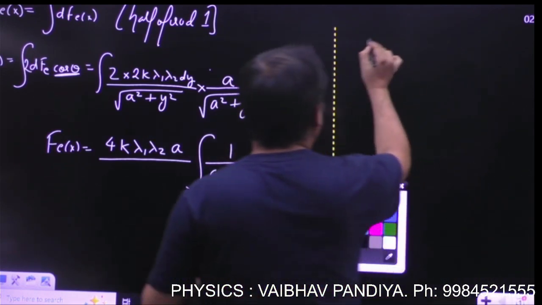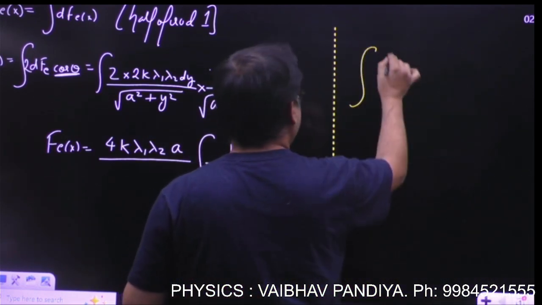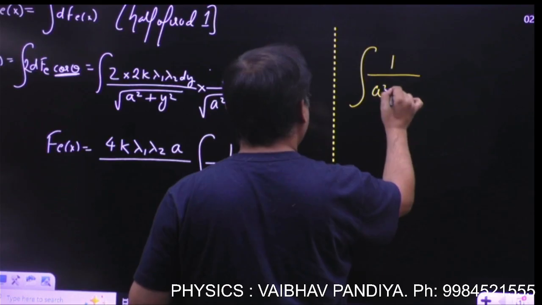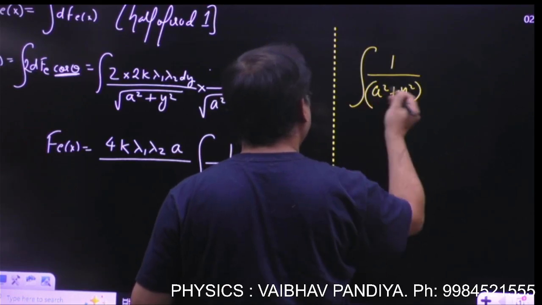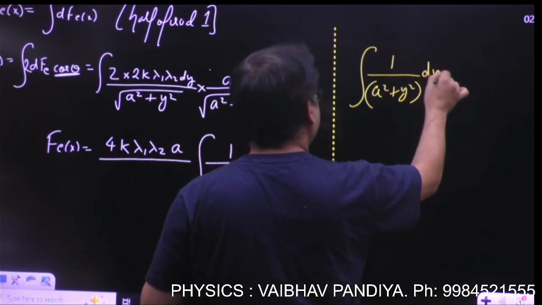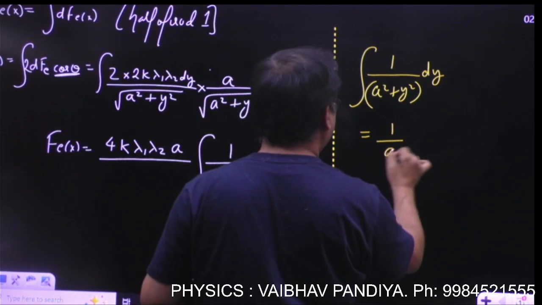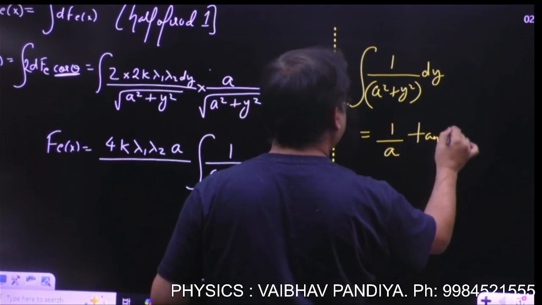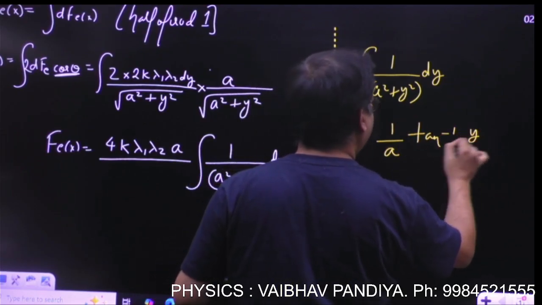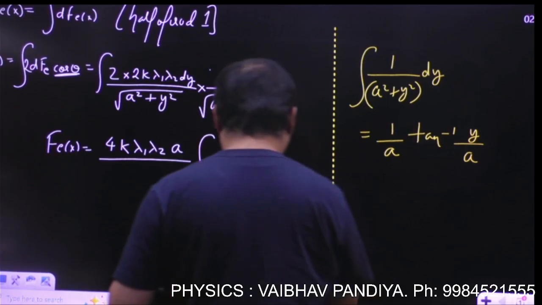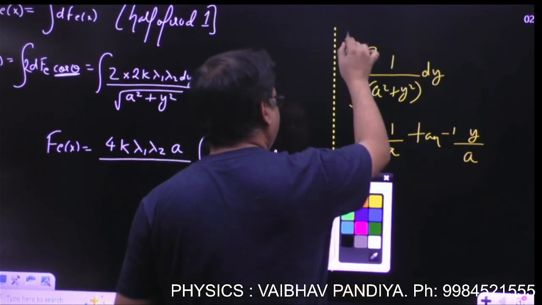Here I am simply writing the end formula. This comes to be 1 by a tan inverse y by a. This is the formula of this integral. Okay, you note it down.